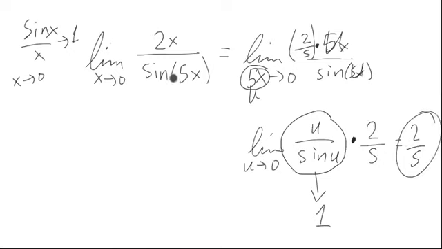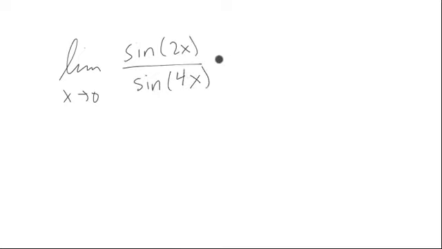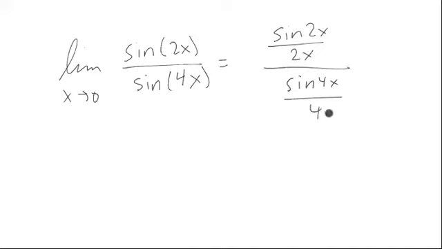Okay, let's look at another example. What if we had the limit as x approaches 0 of sine of 2x over sine of 4x? What would this be? Well, let's do the following. What if we just think about what we know? We'd like to have a 2x associated with that, and we'd like to have a 4x associated with this. But what's the trade-off?